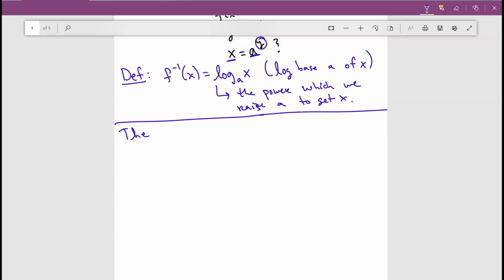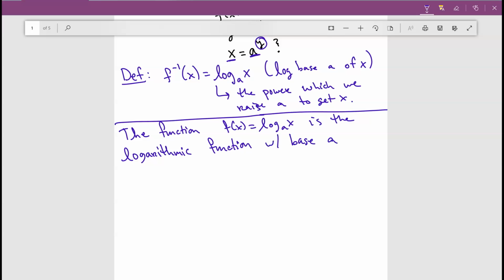So the function f of x equals log base a of x is the logarithmic function. This is a logarithmic function with base a, where a is a positive number, x is a positive number, and a is not equal to 1. Basically, the log only gets positive vibes, if you think about it. No negative vibes. And a cannot be 1.